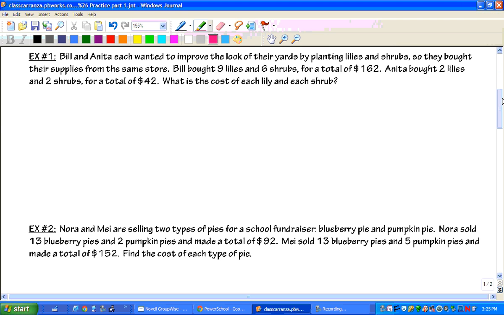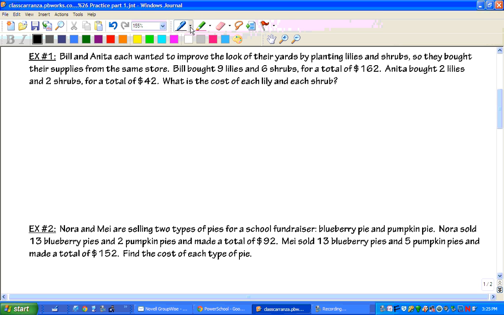Example number 1. Bill and Anita each wanted to improve the look of their yards by planting lilies and shrubs. So they bought their supplies from the same store. Bill bought 9 lilies and 6 shrubs for a total of $162. Anita bought 2 lilies and 2 shrubs for a total of $42. What is the cost of each lily and shrub?